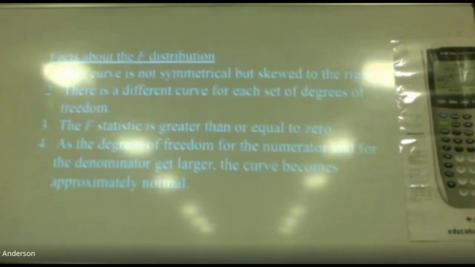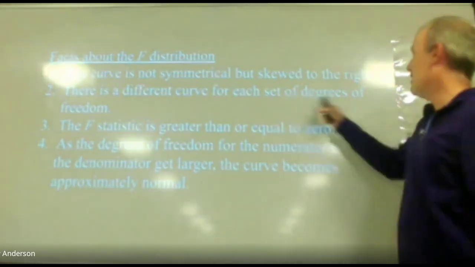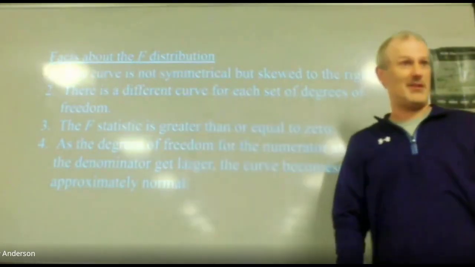So, well, not quite yet. Some facts about the distribution. First of all, the curve is not symmetrical, but is skewed to the right. We're going to find out it actually looks a lot like the chi-square distribution where it's skewed to the right. There's a different curve for each set of degrees of freedom, same as chi-squared, right?